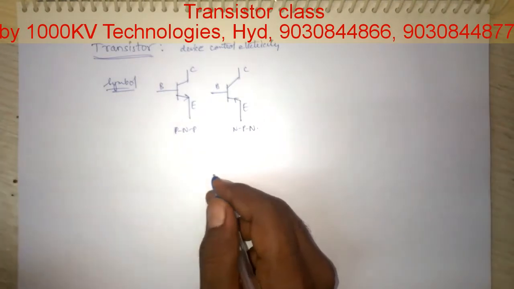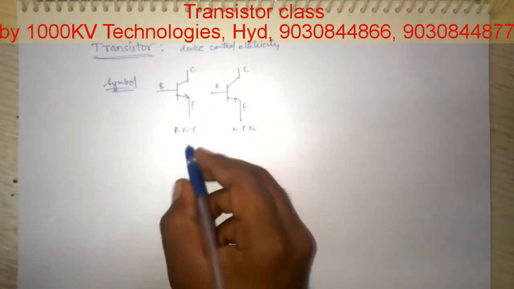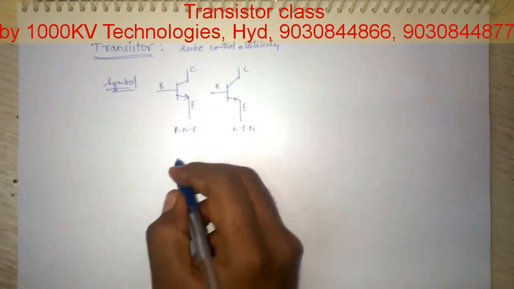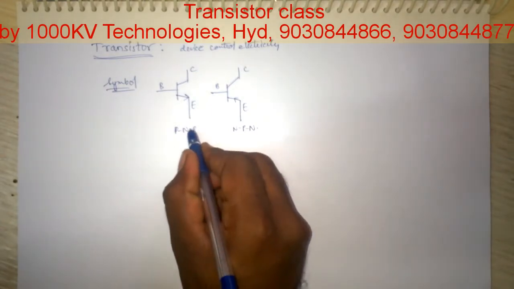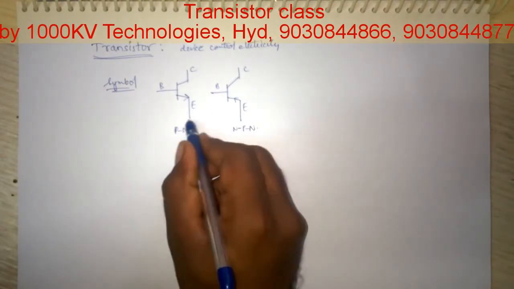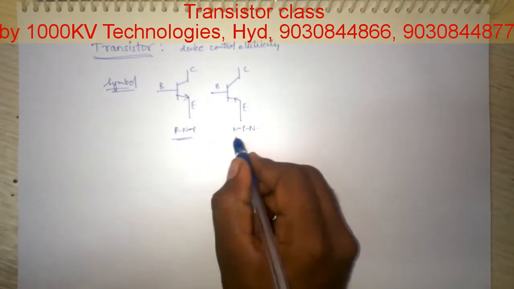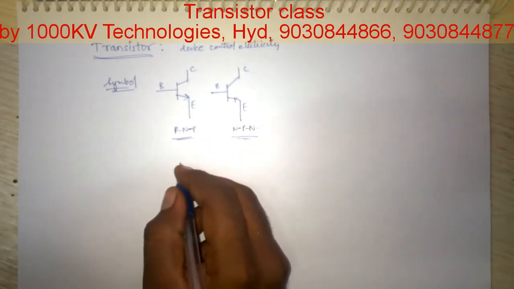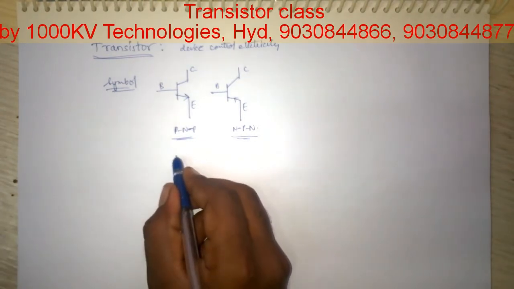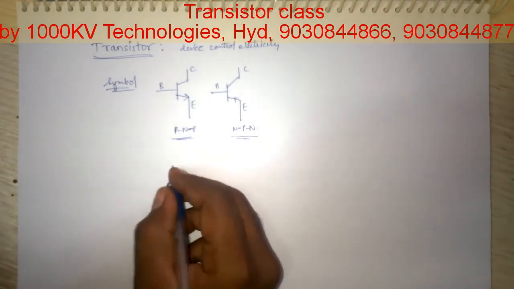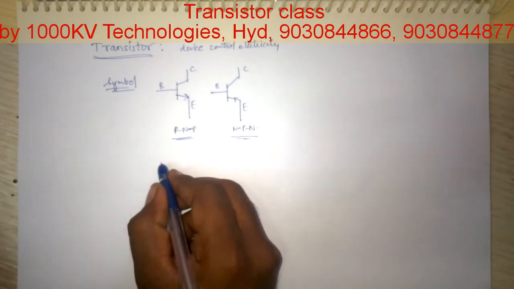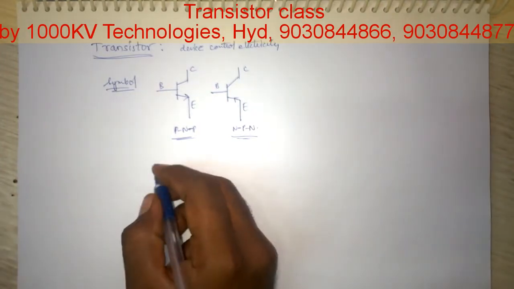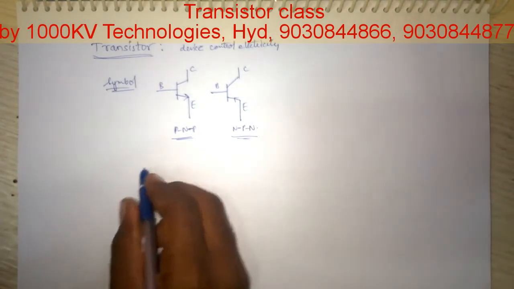Okay, and coming to the symbols, we have two different types of transistors, PNP and NPN. This is a PNP transistor and this is an NPN transistor. Coming to the diode analogy, internally it has two diodes. A transistor is made up of two diodes.